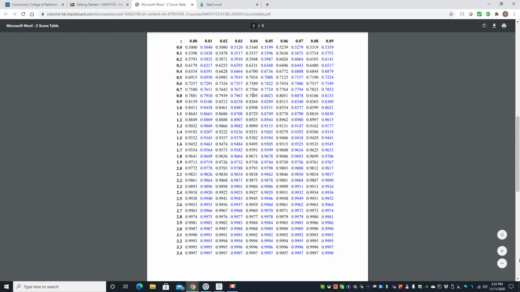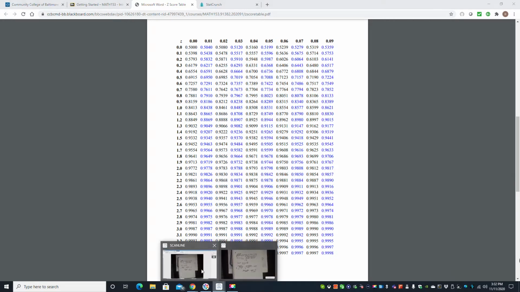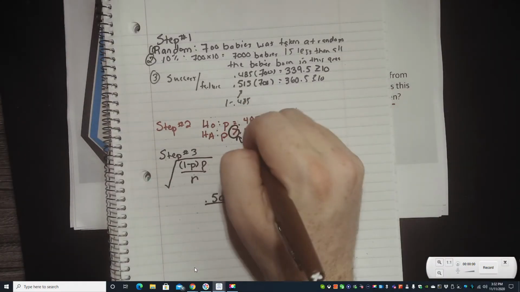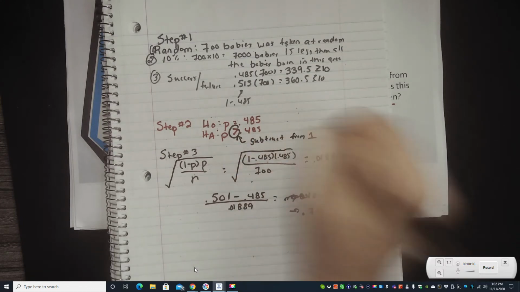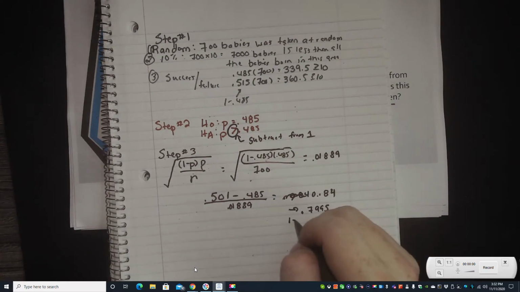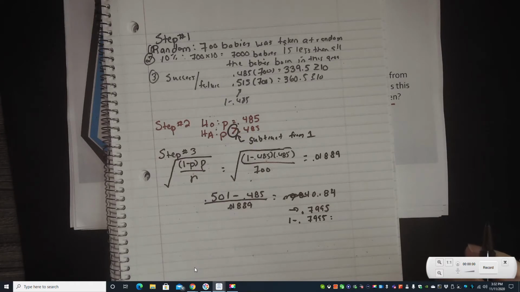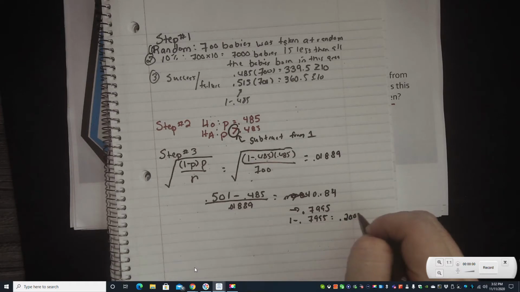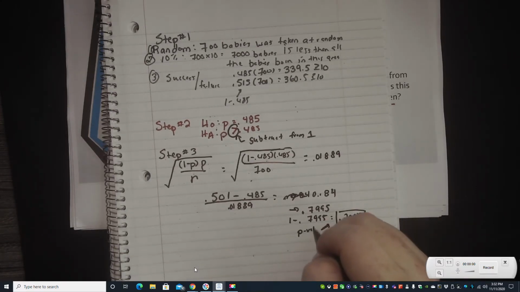Okay, and if I go real quick and look up my z-score, let's see, 0.84 corresponds to 0.7995. Now, when I go back here, my alternate hypothesis was greater than. So that means I'm going to subtract from 1. So 1 minus 0.7995 gives me 0.2005. And so that is my p-value.